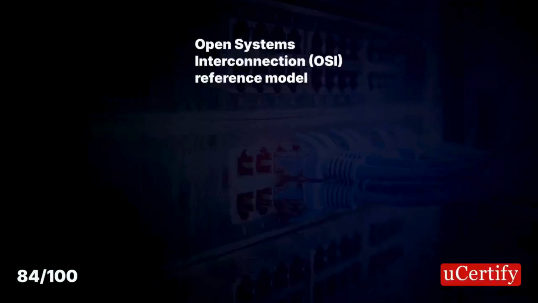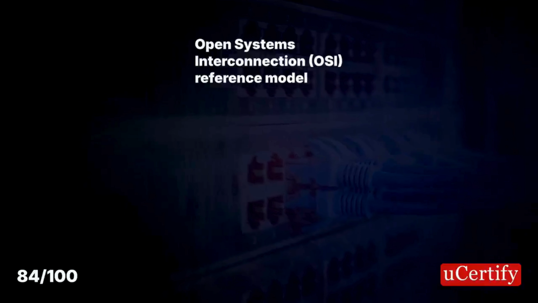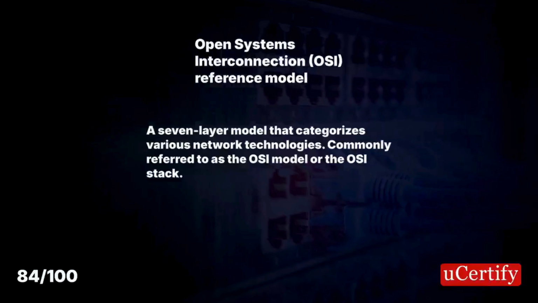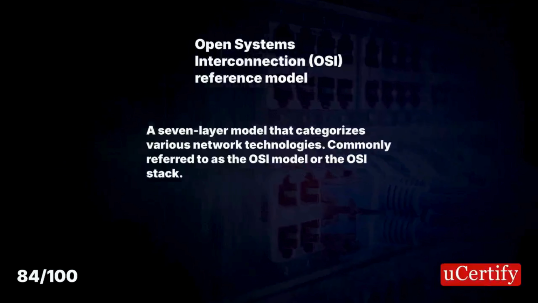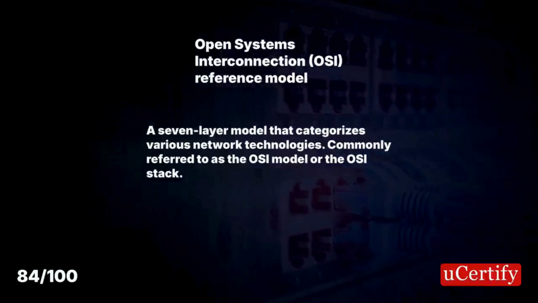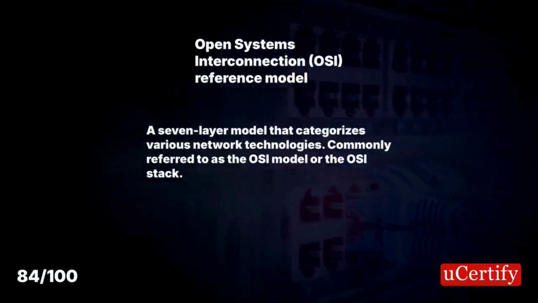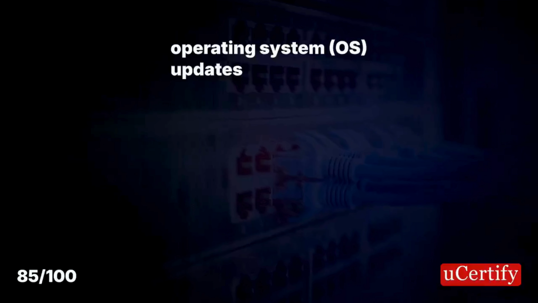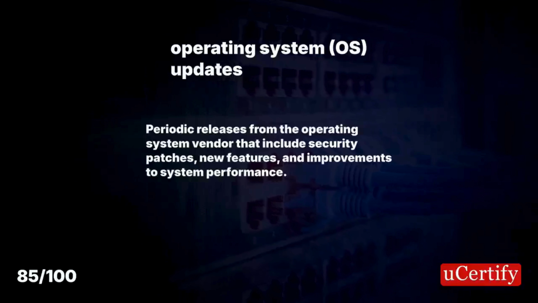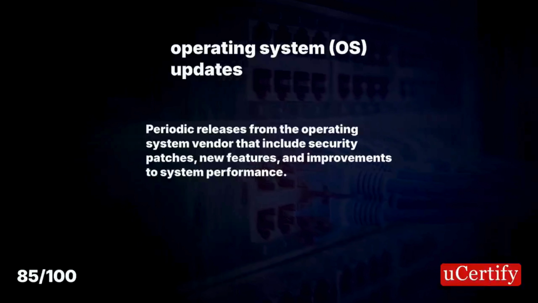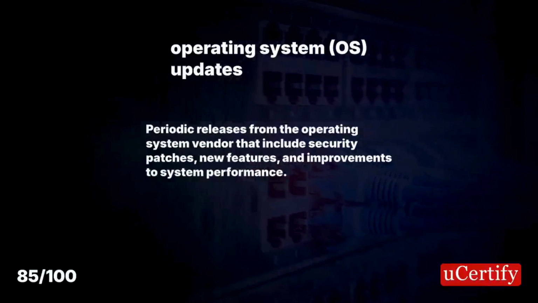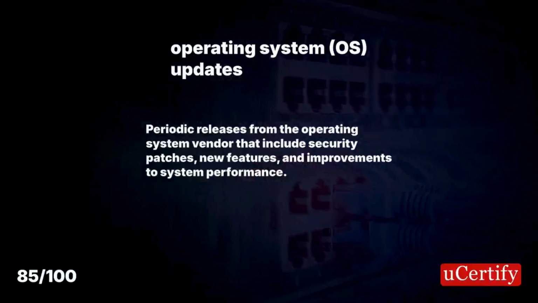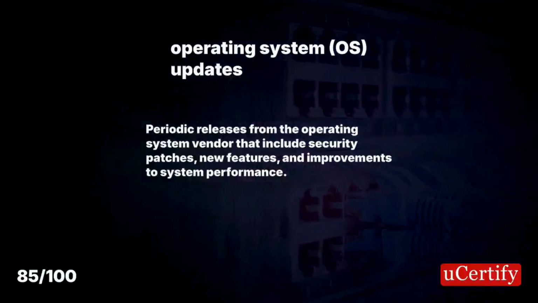Term: Open Systems Interconnection, OSI, Reference Model. Definition: a 7-layer model that categorizes various network technologies, commonly referred to as the OSI model or the OSI stack. Term: Operating System OS updates. Definition: periodic releases from the operating system vendor that include security patches, new features, and improvements to system performance.